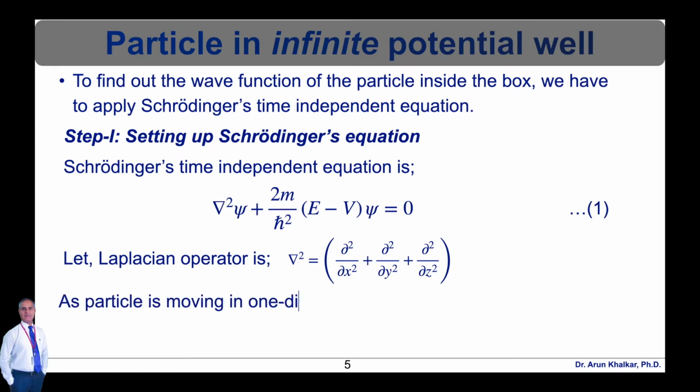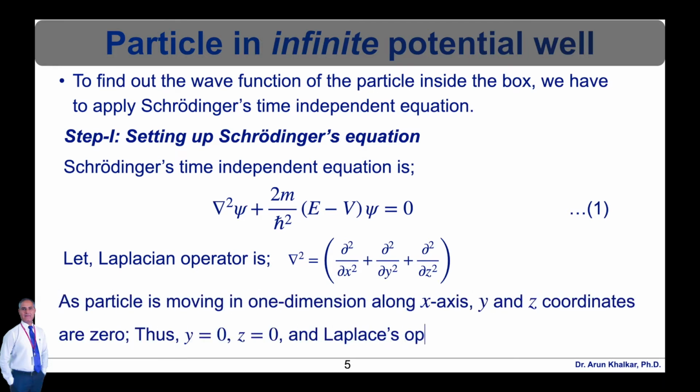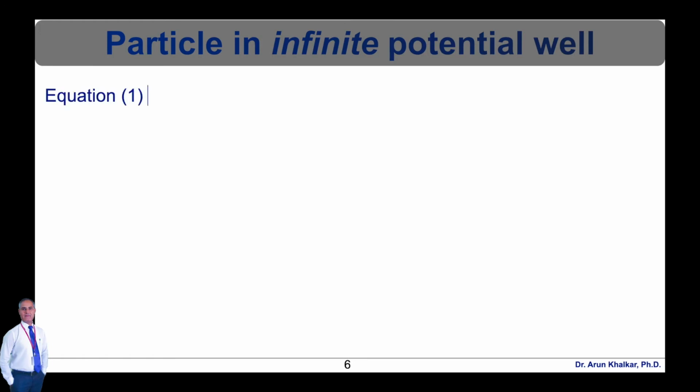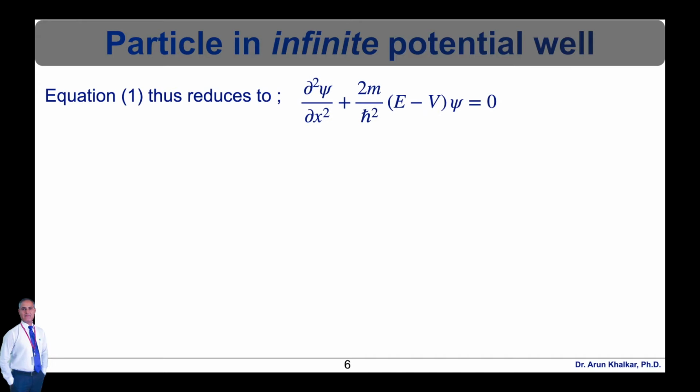As the particle is moving in one dimension along the x-axis, y and z coordinates are 0. Thus we can say that y is equal to 0 and z is equal to 0, where we can convert this Laplacian operator simply to del square equal to del square by del x square. Thus equation 1 reduces to del square psi by del x square plus 2m upon h bar square into bracket capital E minus capital V bracket complete into psi equal to 0.